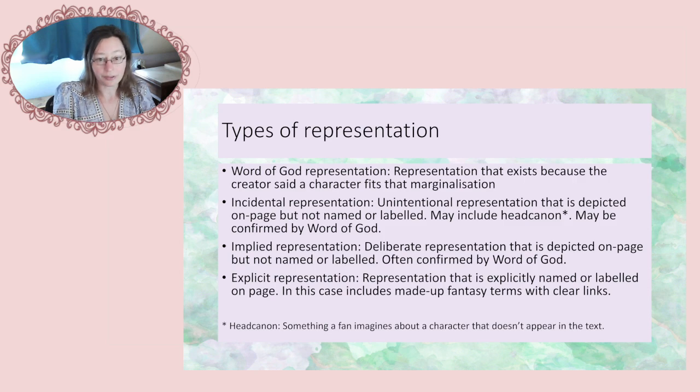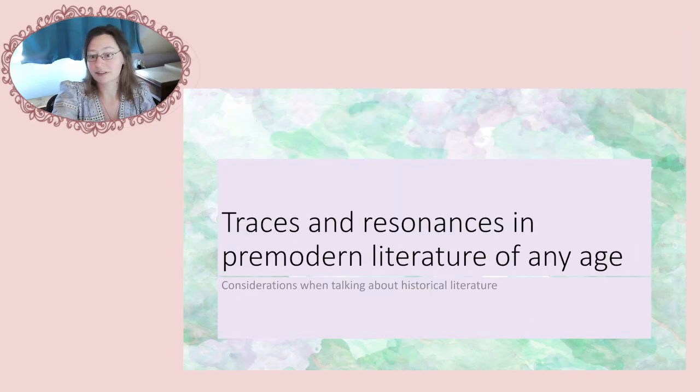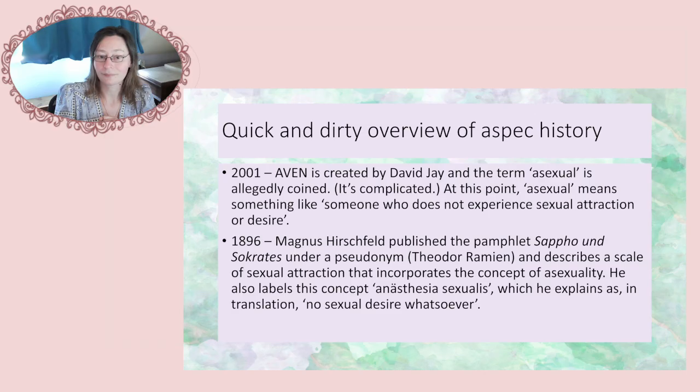So now that we have established what I'm talking about and how these terms work, let's go look at some traces and resonances in pre-modern literature of any age. And I do mean any. Before that, fun fact, we are actually going to look at some considerations when talking about these books because A, I am a nerd, and B, it's kind of important. So, a quick and dirty overview of our Aspec history first, which is basically 2 important times in our history, and some cool nerdy stuff because I cannot stress enough, I am a nerd.